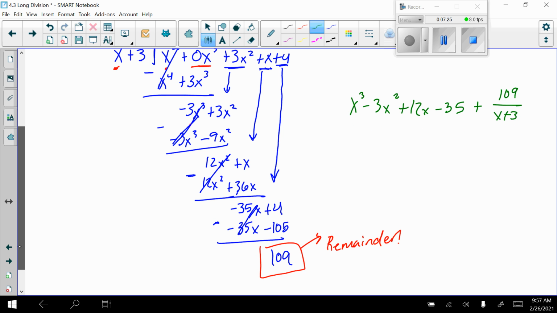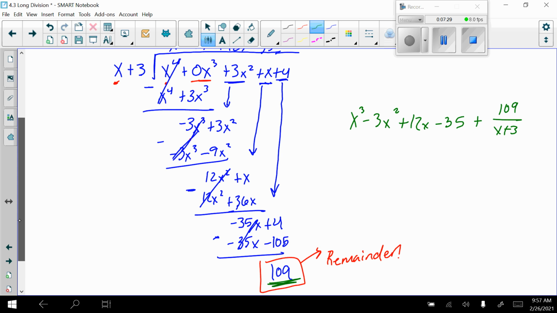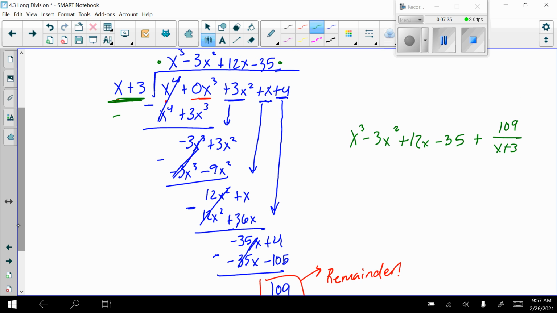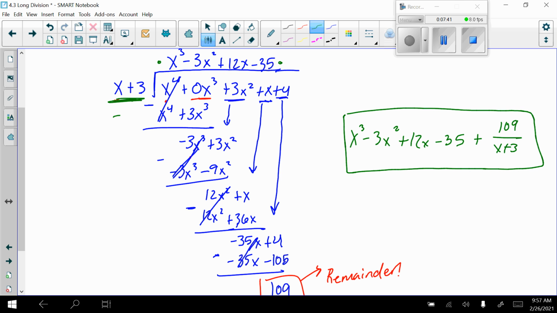So I've got the remainder from right here, 109, and I got the divisor from over here, x plus 3, the thing that I was dividing by. And then obviously the quotient came from what was on top. So this is my final answer. I know it's kind of big, I know it's kind of ugly, and I know this process might seem a little long, but it is just the same thought process of long division that you did in elementary school, okay?